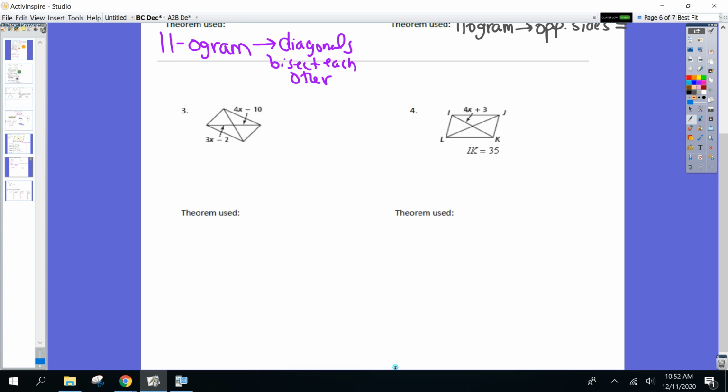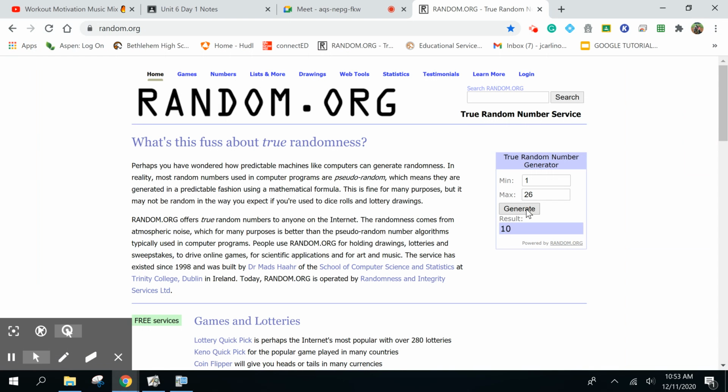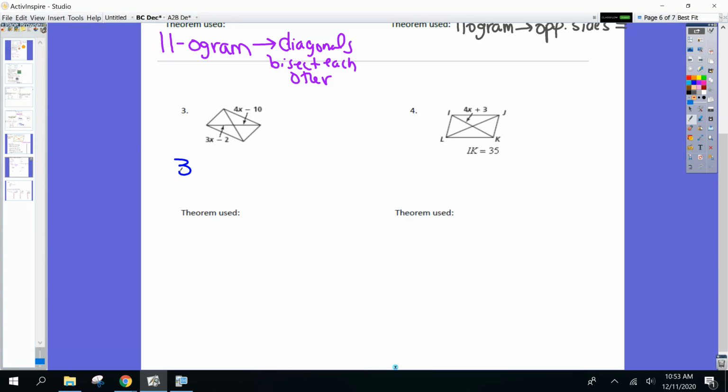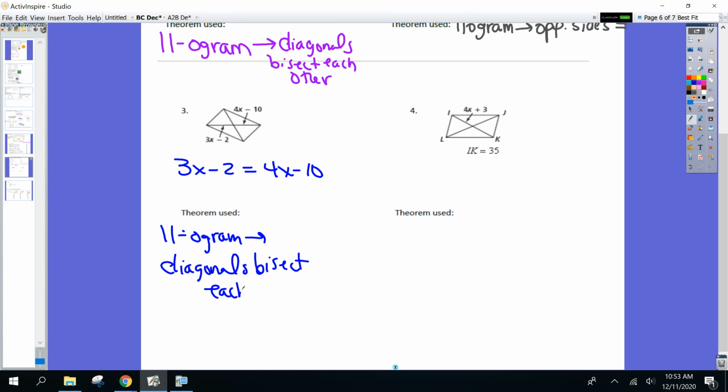Can you have somebody give me an equation to solve for 3? Use a property. Atticus, we're good. I'll get back to you later, probably. Caroline, there we go. 3x minus 2 equals 4x minus 10. Yep, how'd you know to set them equal? Because diagonals bisect each other. There you go. Parallelogram implies diagonals bisect each other. And then you guys can go ahead and let's see, what do I get? X equals 8.